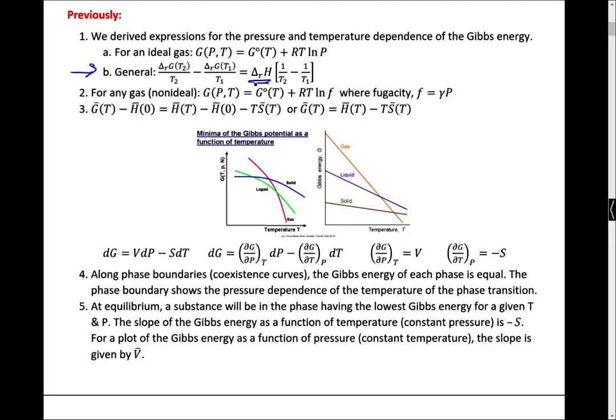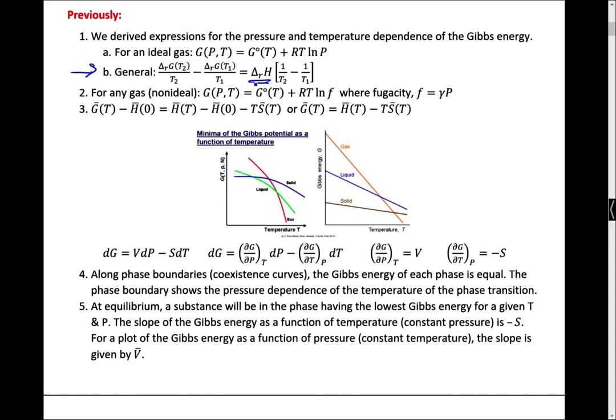Because that equation that gives us the Gibbs energy at an arbitrary pressure for an ideal gas is an easy-to-use expression, we've decided to take that equation and modify it slightly to permit it to be used for non-ideal gases. Basically, we've replaced pressure with fugacity. And then from there, we looked at the Gibbs energy as a function of temperature.